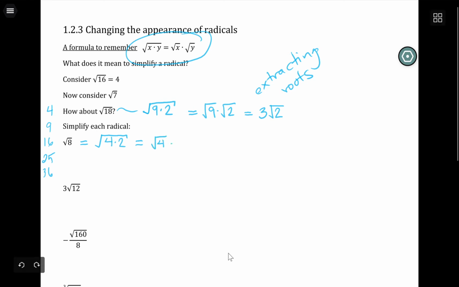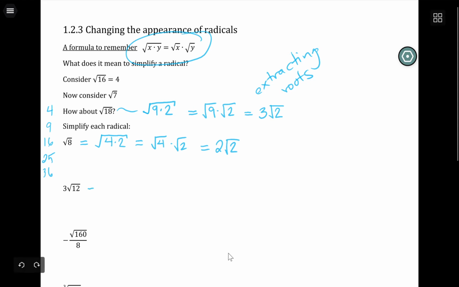Here, I can do better. I can split off that square root of 4, say, okay, basically what I'm saying is I can remove a number from under the square root by taking its square root, which I think hopefully seems reasonable. So I can't take the square root of 8, but I can take the square root of that factor 4 and put it out in front.